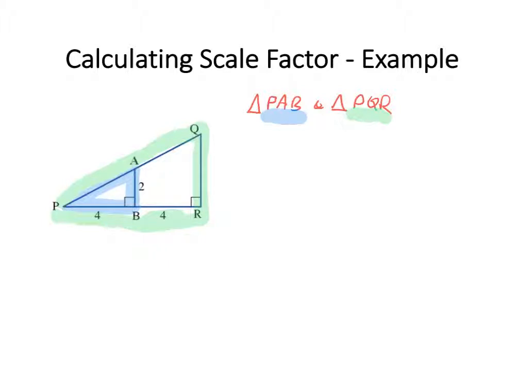So I need to find a side that I have the measurements for on both PAB and the corresponding side on PQR. So looking at the smaller triangle, PAB, I've got two measurements, AB and PB. Now, if you have a look at AB, the corresponding side is going to be QR. I don't know the measurement for QR, so I cannot use that side in calculating my scale factor. So let's have a look at the second side, and that side is PB, and that is equal to 4.